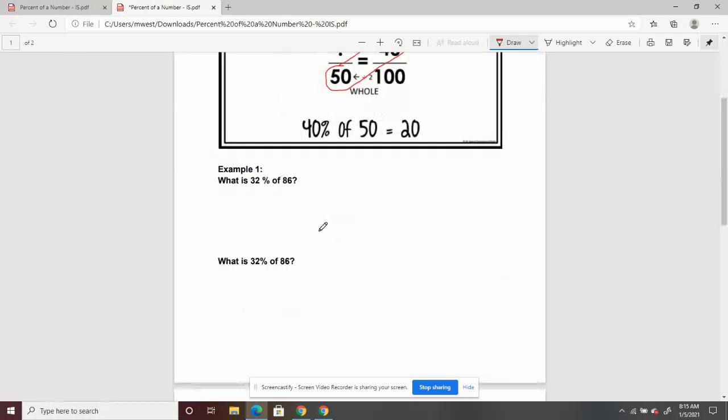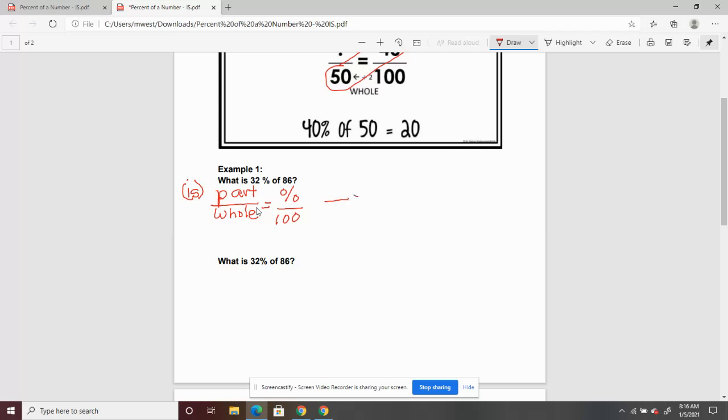All right, let's look at an example here. What is 32% of 86? So we have the part, okay, we're going to set it up. It's the part over the whole is equal to the percent over 100. Now, when you're looking at this, the word is is associated with part. So that's where you would put that.